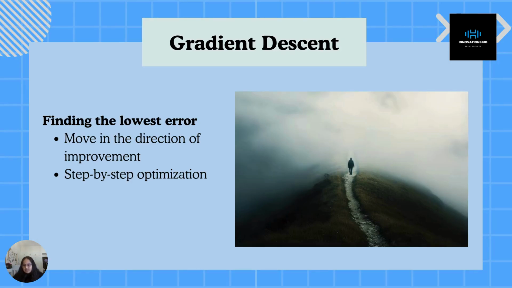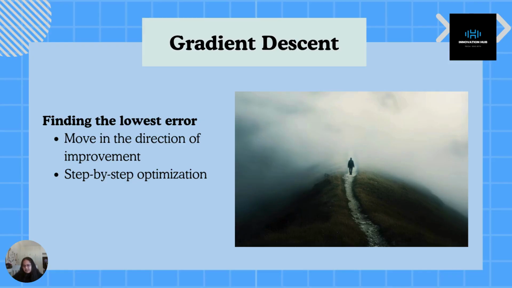A helpful way to understand gradient descent is through an analogy. Imagine you are standing on a mountain in dense fog. You cannot see the bottom, but you can feel the slope under your feet. So you take a step in the direction that goes downhill. Then you repeat that step again and again and again. Then eventually you will reach the lowest point. That's exactly what gradient descent does. It moves step by step in the direction that reduces error.